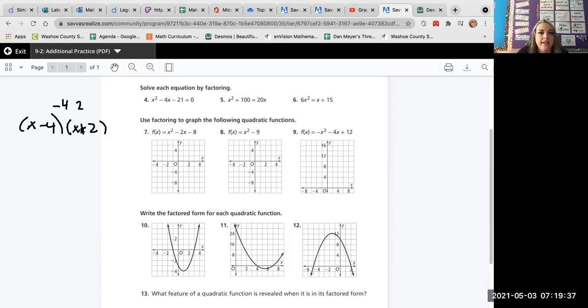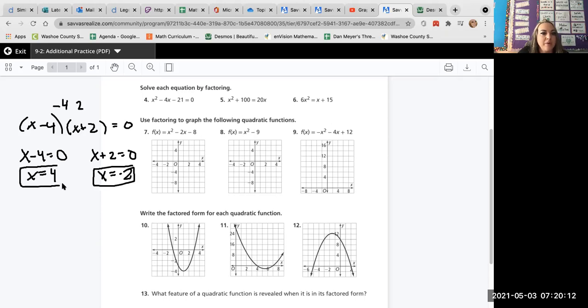Okay. Now we know that these are the x-intercepts, and remember they're opposite of what they're written here. And we're going to see that because, watch, if we solve these, it equals 0. This is our output, so y equals 0, so we're on the x-axis. If we solve them, we get x minus 4 equals 0, which means x is +4. And over here, we would get x plus 2 equals 0, which means x is -2.